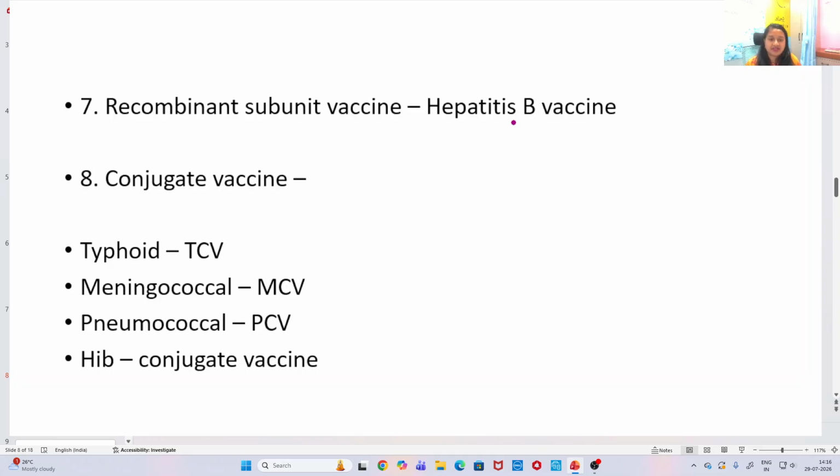Recombinant subunit vaccine: hepatitis B vaccine is a recombinant subunit vaccine. Conjugate vaccines: TCV, MCV and PCV, that's typhoid, meningococcus and pneumococcus. These you will remember. And Hib, remember that Hib is the component of pentavalent vaccine and it is a conjugate vaccine. So Hib, H influenza vaccine, is also a conjugate vaccine.